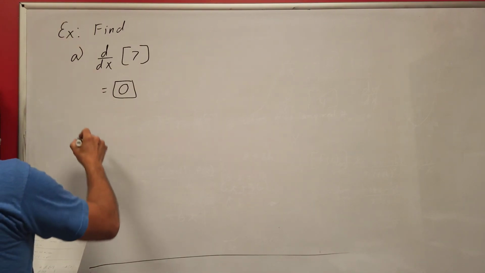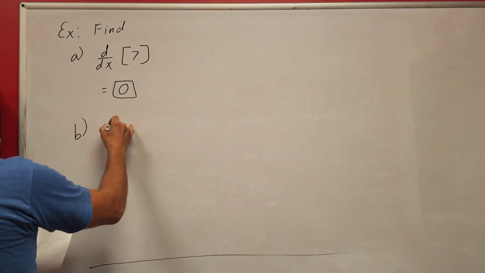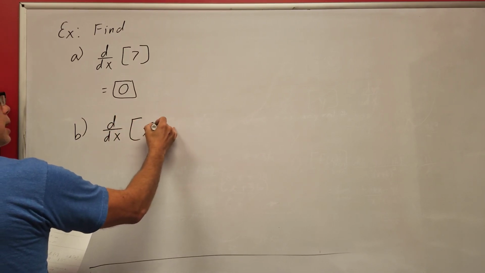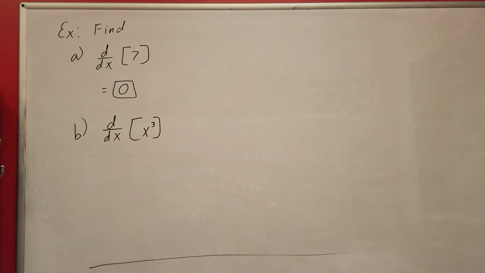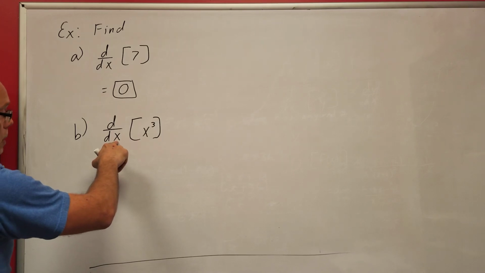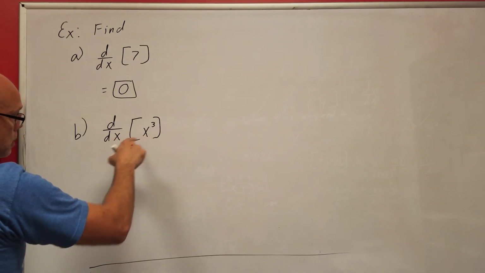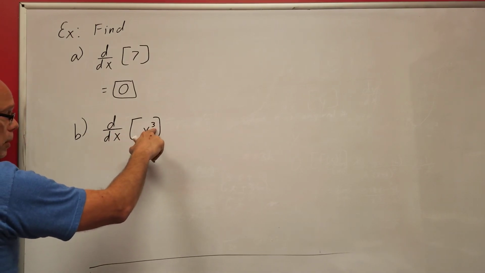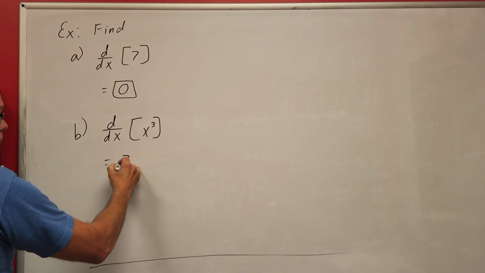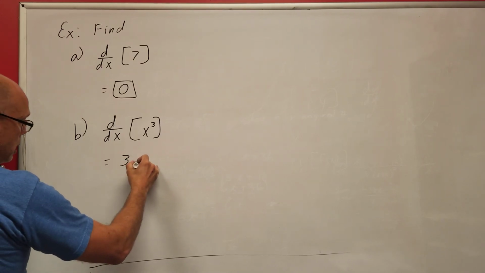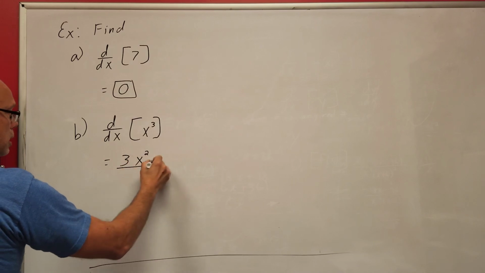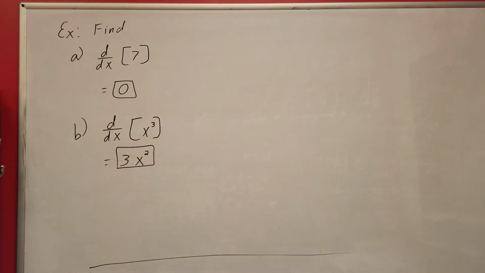Part B. Suppose we have the derivative with respect to x of x cubed. Well, the important thing is you have the derivative with respect to x of x to an exponent. So what do we do in this case? We take that 3 and multiply it by the front, and then what we're left with is x to the 3 minus 1, or x squared. Much quicker way to take the derivative than that limit.